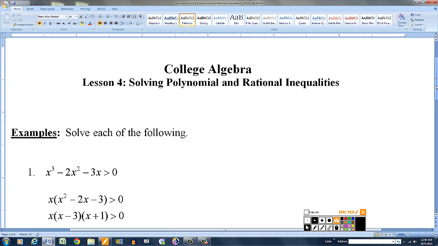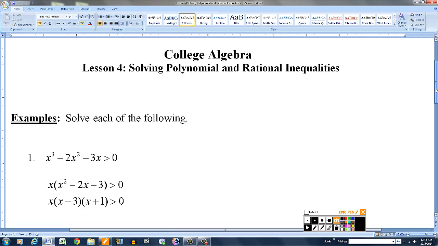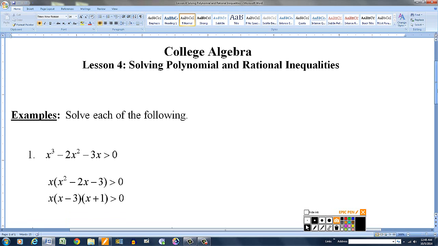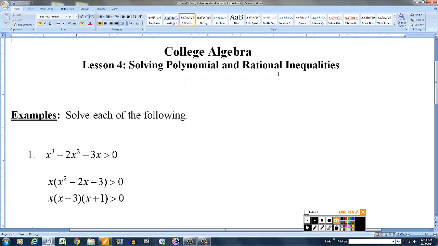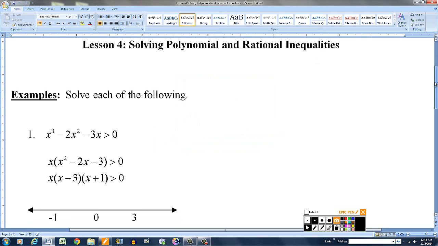So you can see that from the first factor x, 0 would be a zero, because x minus 0 is the factor. The next factor is x minus 3, so 3 would be a zero. And the next factor is x plus 1, so negative 1 would be a zero. Then all you have to do is plot these zeros on a number line.